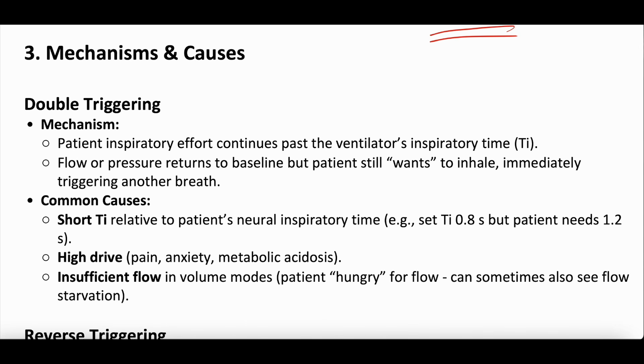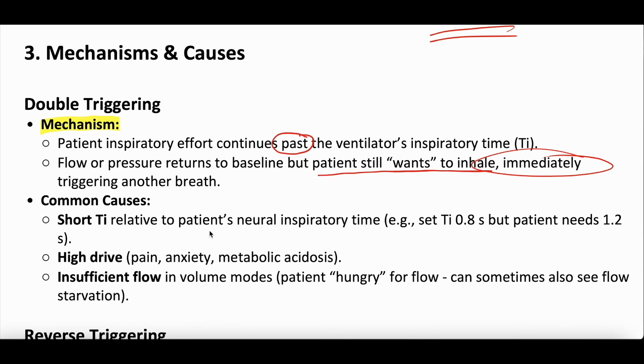So mechanism of double triggering. As we said, a patient's inspiratory effort in double triggering continues past or beyond the ventilator's inspiratory time. So they're still trying to inhale, even after the ventilator's inspiratory time. This then creates flow and pressure that then makes the ventilator give a second breath. So the flow or pressure returns to baseline from the ventilator, but the patient still wants to inhale. So it immediately triggers another breath.